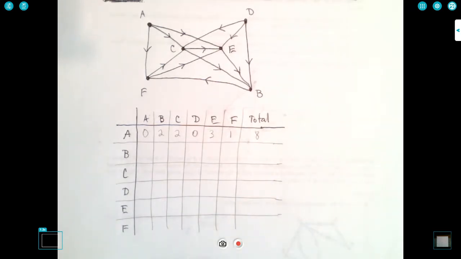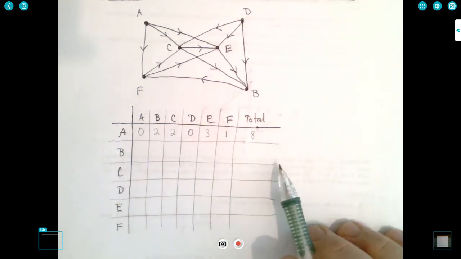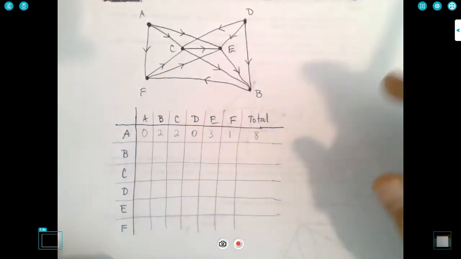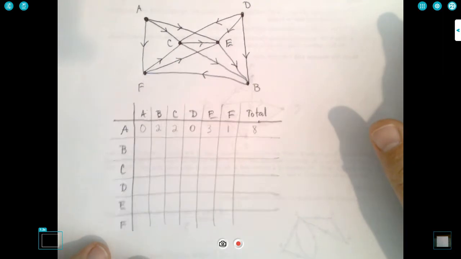Now, I'm not going to take you through all the nitty-gritty of this entire chart. I just want to fill out one more row so that you can see how this goes. And then I'll pause the video and fill in the rest of the numbers for you so that you don't have to sit here and watch me do all this.